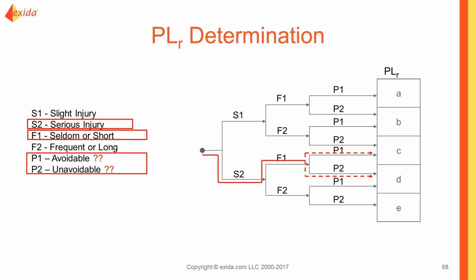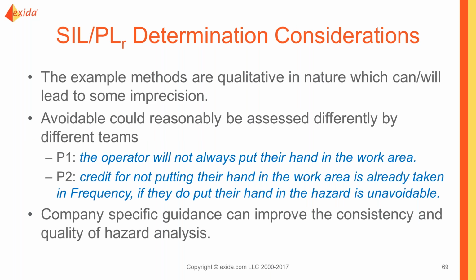So you're going to be discussing this as a team, but then I could see a team scoring it either a P1 or a P2, which would lead to a C or a D. P1, operator will not always put their hands in the work area. Someone else could argue, well, we made it not frequent, so we already included that when we said it was infrequent versus frequent. But this might be something that as you develop company guidelines, you can provide guidance or techniques on, or clarification on how you want to treat that within your organization.